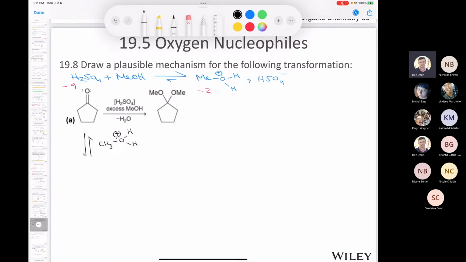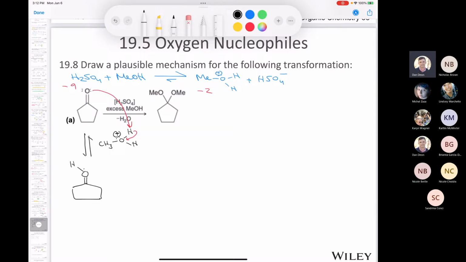And let's put in our lone pairs on our carbonyl. The first step is going to be a proton transfer. Why? Because there's no way that methanol is a strong enough nucleophile to just up and attack this carbonyl. You've got to create a more powerful electrophile. So let's do that. And remember, we're trying to get to the hemiacetal.